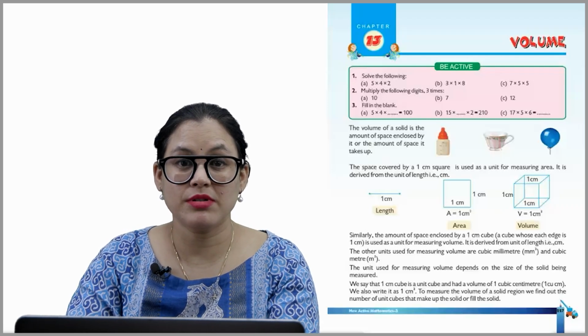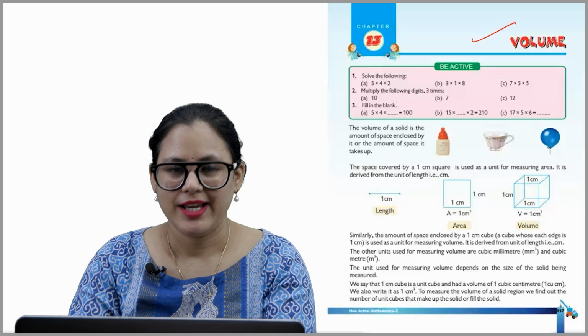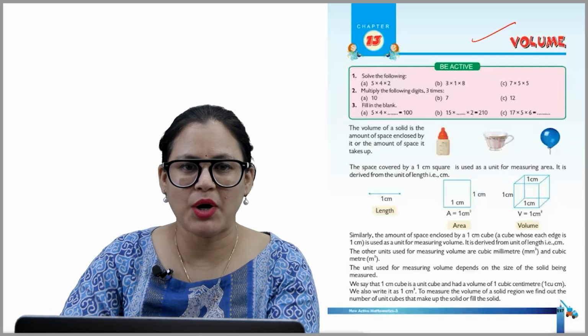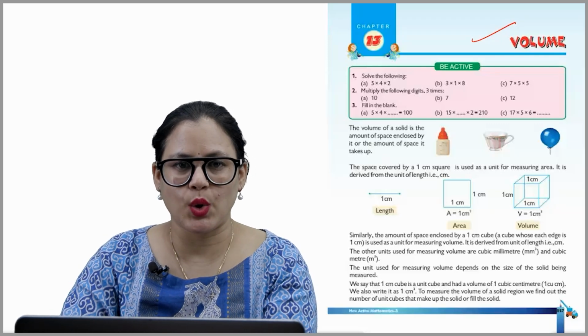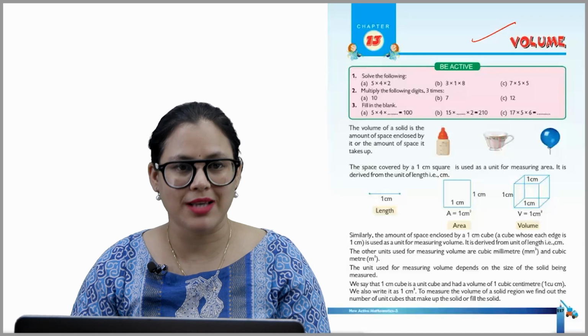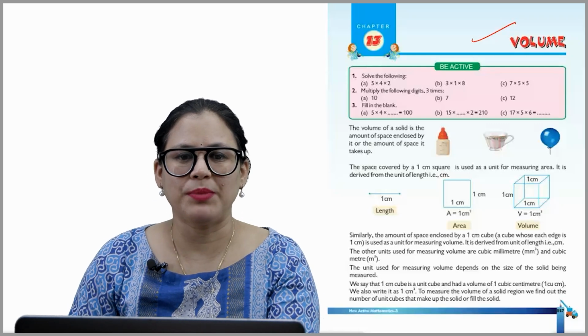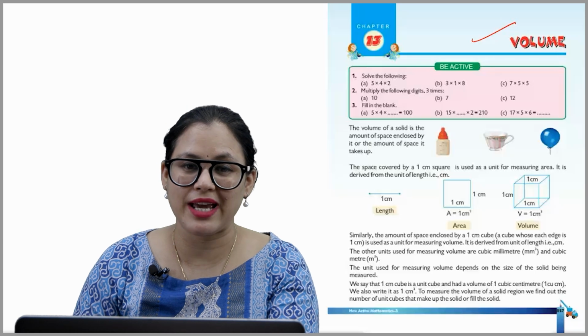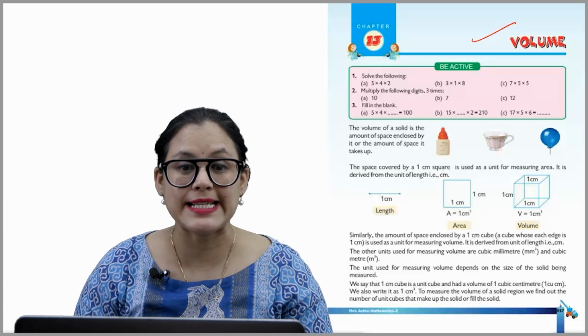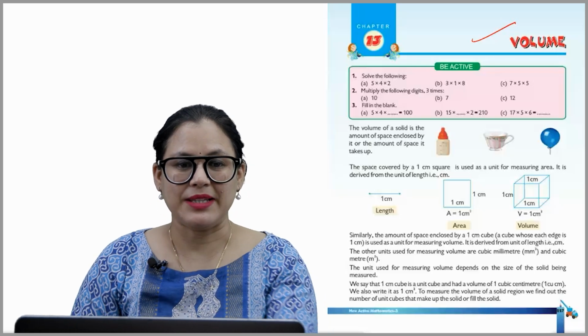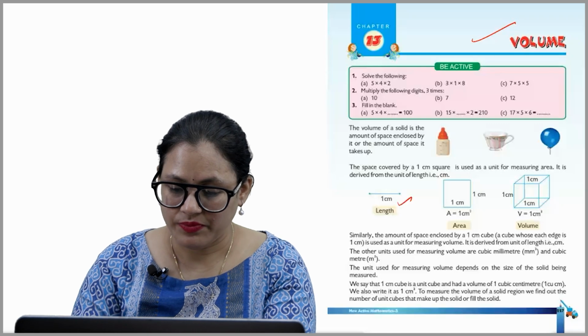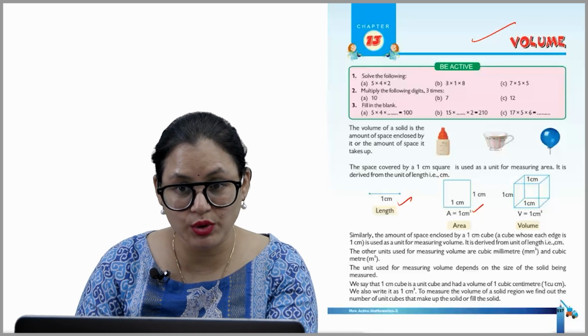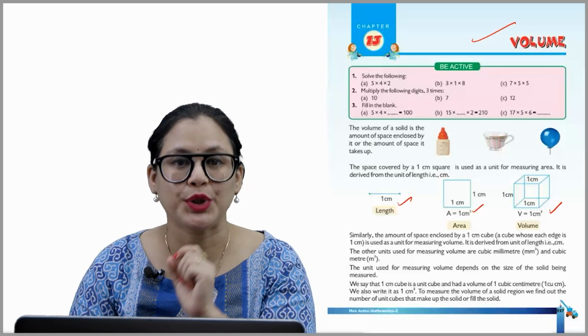Let's start today's chapter, volume. The volume of a solid is the amount of space enclosed by it, or the amount of space it takes up. The space covered by a 1 centimeter square is used as a unit for measuring area. It is derived from the unit of length, that is a centimeter. See, 1 centimeter is the length, area is 1 centimeter square and volume is 1 centimeter cube.